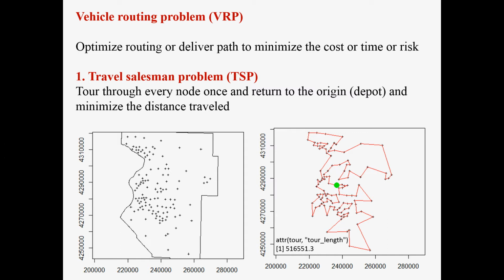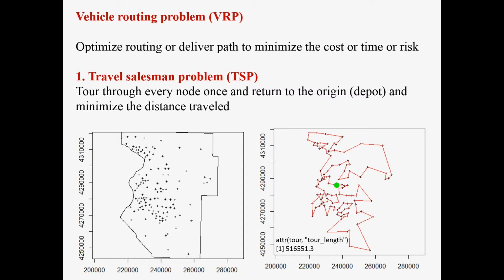This is a problem where we try to optimize routing or delivery paths so that we can minimize the cost or time or any other risk, or sometimes also maximize profit. This is a very classical kind of problem, a classical issue of the traveling salesman problem.